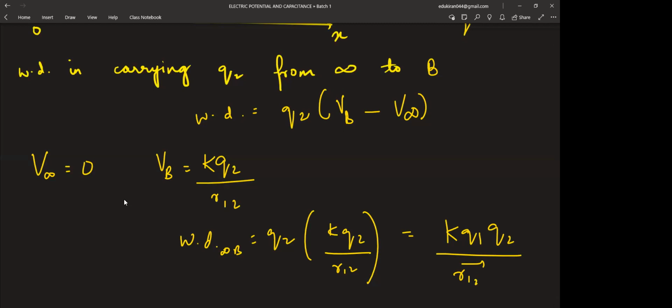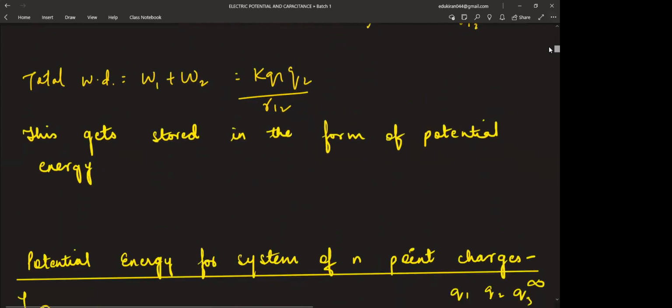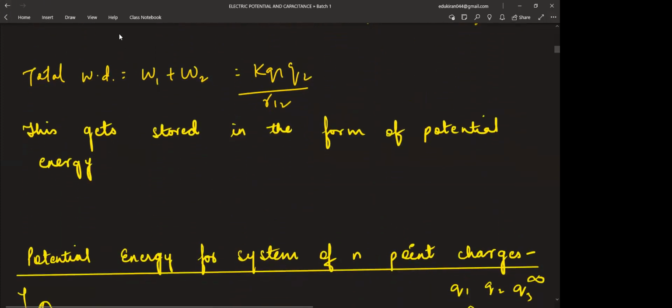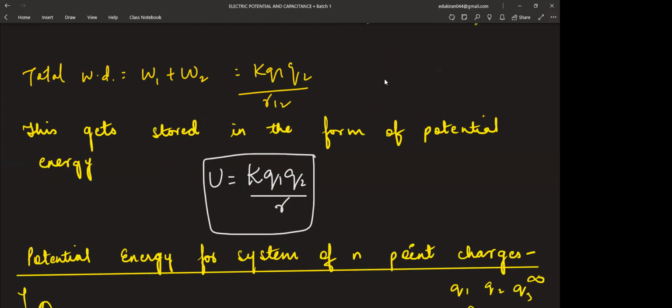So work done from infinity: this Q2 gets multiplied to K Q1 by R12. See, what's the potential due to that charge Q1? K Q1 by R12. So when this gets multiplied to this Q2, it becomes K Q1 Q2 by R12. And when you add the total work done, you get the total energy stored in the form of potential energy, K Q1 Q2 by R12. This is the potential energy of a system of two charges.